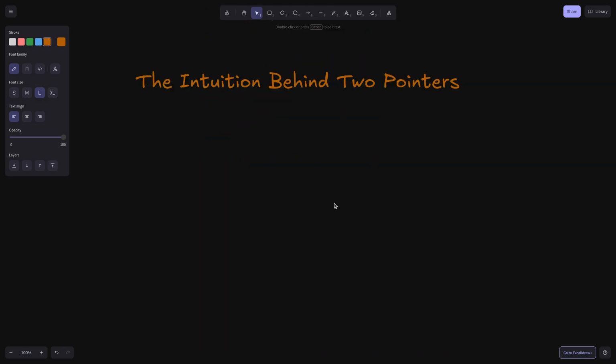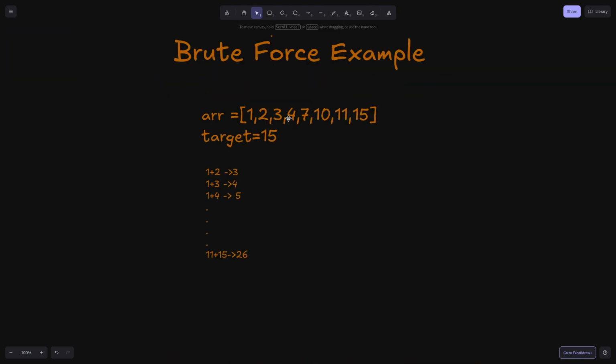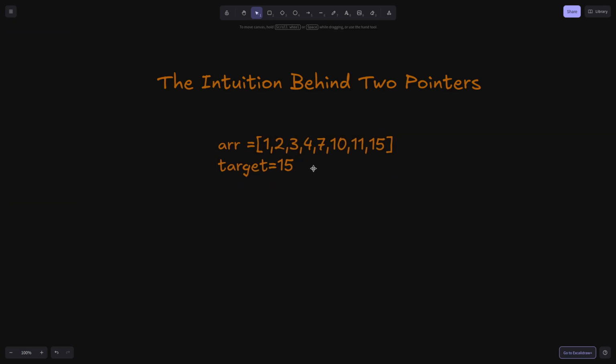Okay, so the intuition behind two pointers. Let me draw the array again, I can just copy it from here. As we know, we use two pointers and the array is sorted. Okay, so the array is sorted in such a way that at the start we have the smallest element and at the end we have the largest element. So let's pick two pointers. Let me change the color. One pointing to this and another pointing to 15.